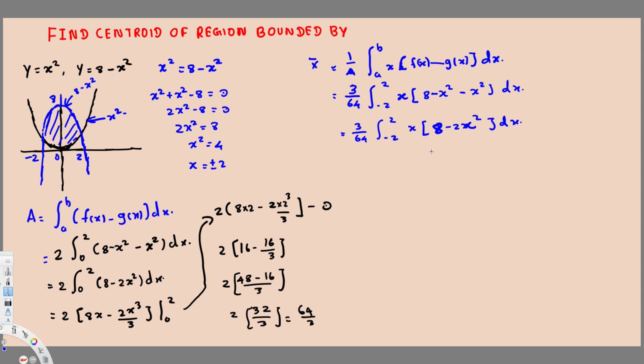Now multiply everything by x. That's going to give us 3 over 64, integral from negative 2 to 2, of 8x minus 2x cubed dx, right? So let's do the integration. So this is going to be 3 over 64, negative 2 to 2, and if you do the integration, this is going to be 8x square over 2, and this is going to be 2x to the power 4 over 4.